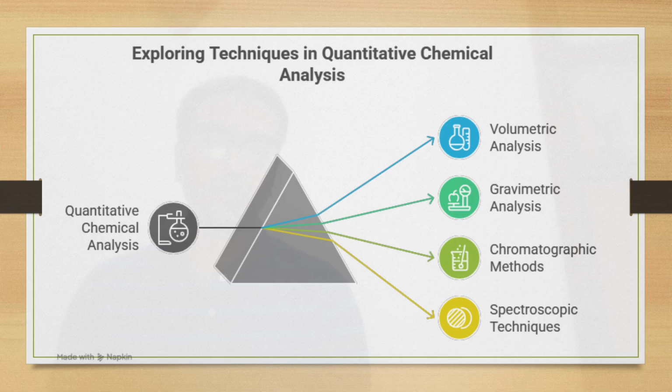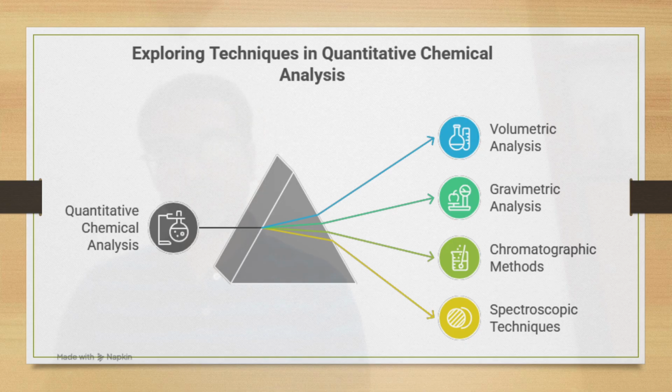Firstly, we are going to discuss volumetric analysis. That will be followed by our discussion on gravimetric analysis. Then we are going to talk about the different chromatographic methods that we have. And lastly, we will try to understand all the different spectroscopic techniques that we are using nowadays, right?